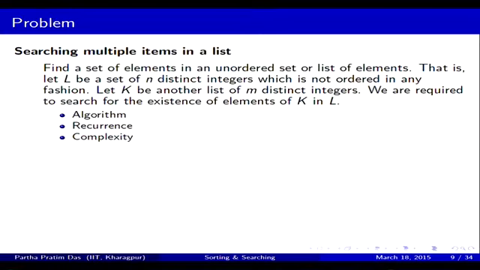So, find a set of elements in an unordered list of elements. L is such a set of n distinct integers. This is not ordered in any fashion, and K is my query, a list of m distinct integers, and we want to find out the existence of elements of K in the list L. For all these problems, this is what we want to answer. Just attempts. How do we do this? A very simple problem, right?